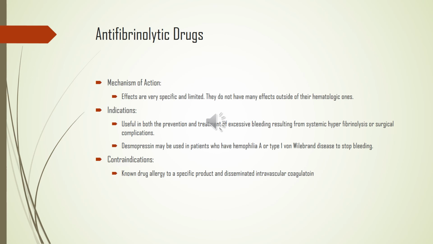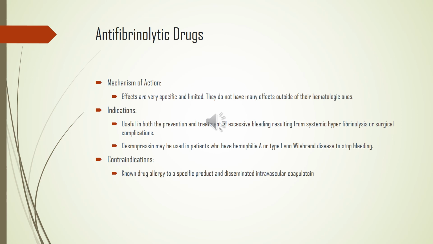The indications, they're useful in both the prevention and treatment of excessive bleeding resulting from systemic hyperfibrinolysis or surgical complications. Desmopressin is probably the most commonly used one, and this may be used in patients with hemophilia A or type 1 von Willebrand disease to stop the bleeding. And you can find those in your textbook on page 425.